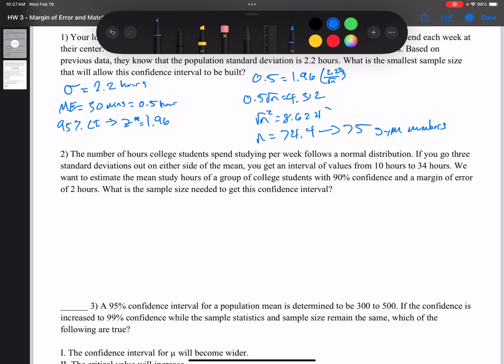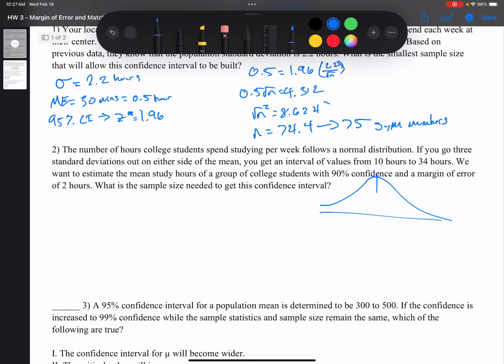All right, so this one really makes sure that you know the definitions of standard deviation and stuff like that. Okay, because it says if you go 3 standard deviations out on either side of the mean, we get a range or an interval of values from 10 to 34 hours. So okay, here is our little visual for you. Our mean is here in the middle, and we're going 1, 2, 3 out from that side, and 1, 2, 3 out from that side, and we get an interval from 10 to 34.